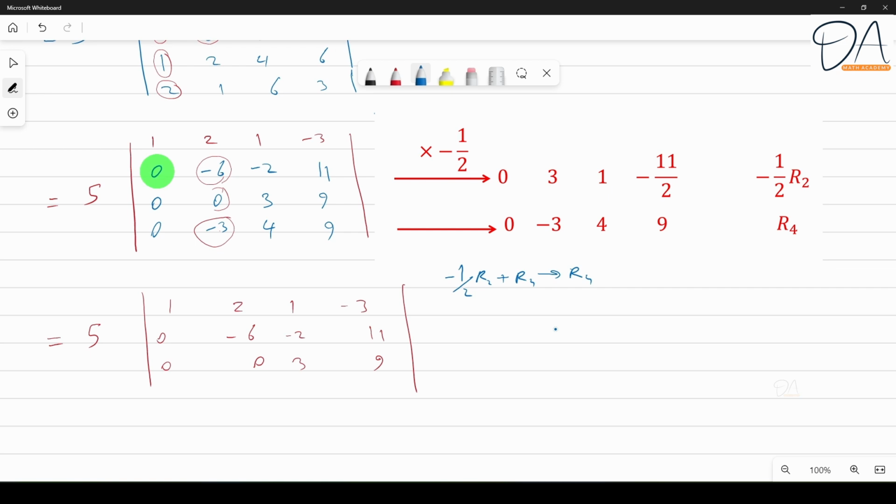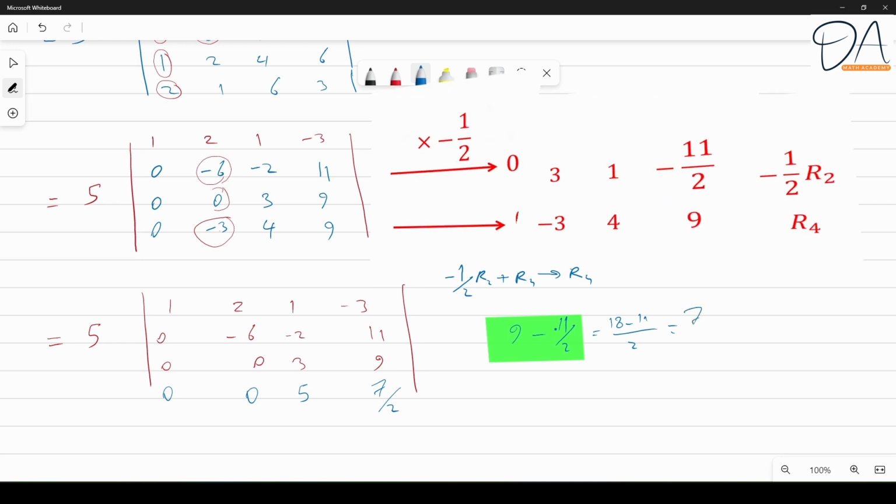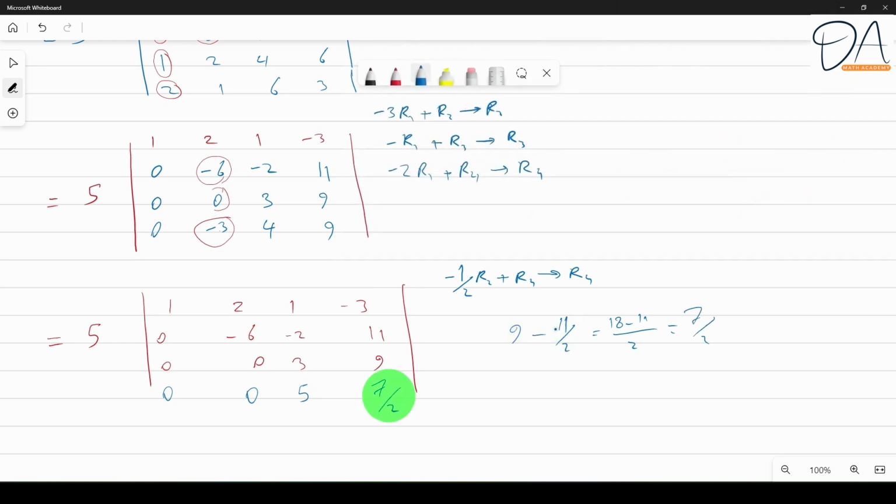So minus half times 0 is 0, plus 0 is 0. Minus half times minus 6 gives us 3. 3 plus minus 3 gives us 0. Minus half times minus 2 gives us 1, plus 4 gives us 5. Minus half times 11 gives minus 11 over 2, plus 9. So this gives us 7 over 2. Remember, we're having something like this, 9 minus 11 over 2. So this gives you 2 in the denominator. Here 18 minus 11, 18 minus 11 is 7. That's how we get 7/2.